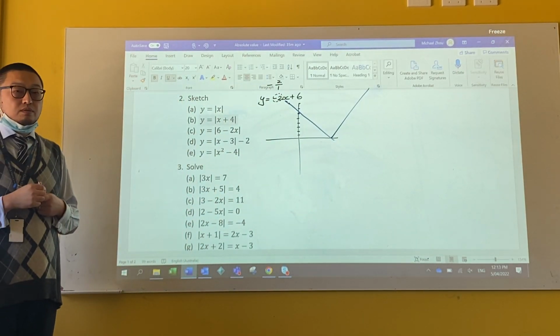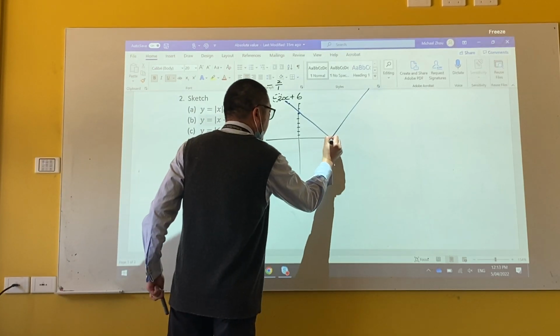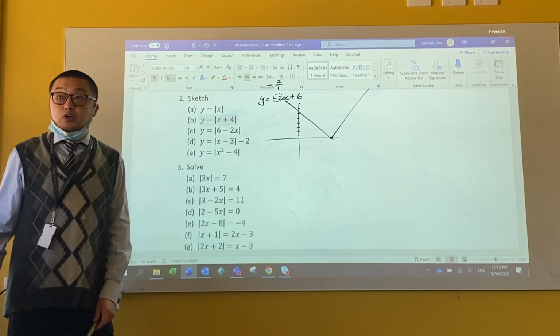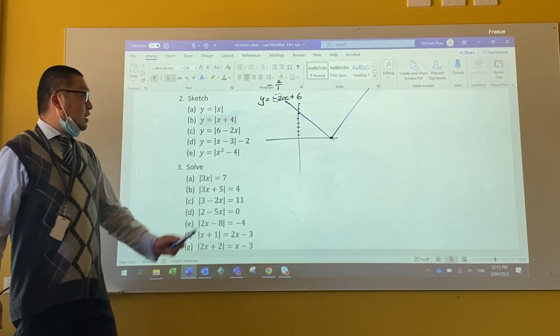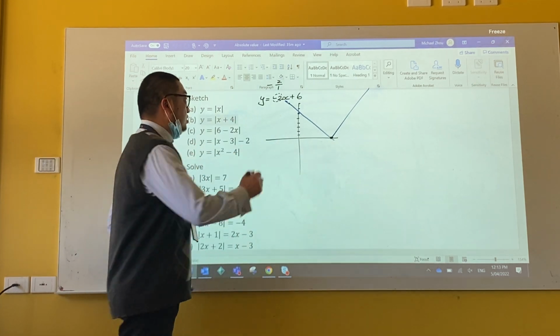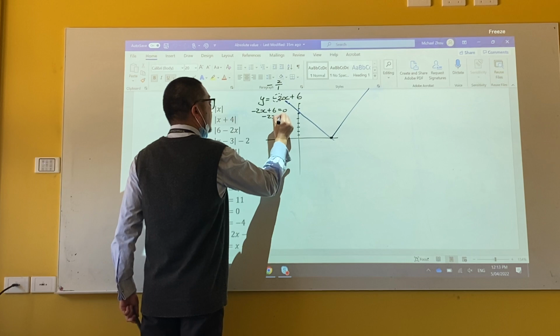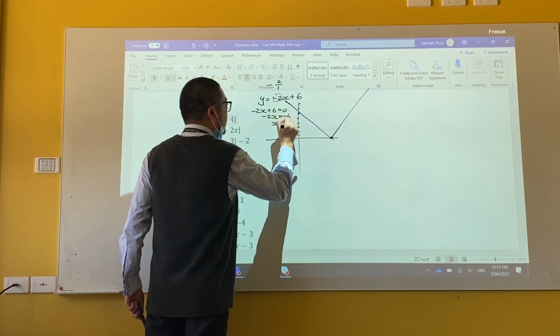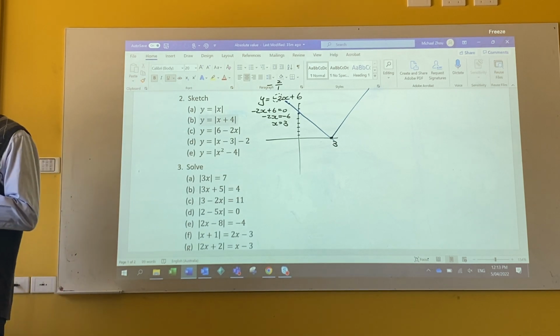Where it touches the x-axis is 3. Okay, on the x-axis, y equals 0. Yes, good point. So we should always label the intercept. On the x-axis, y is 0, so x is 3. Gradient is -2. Very good. Well done.